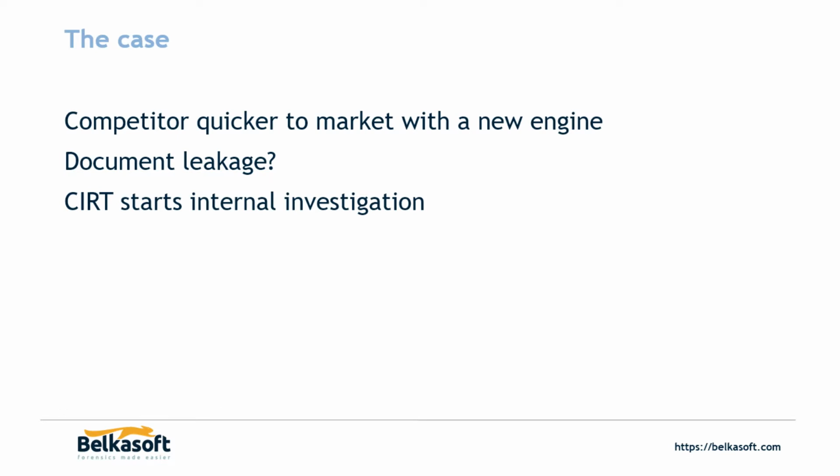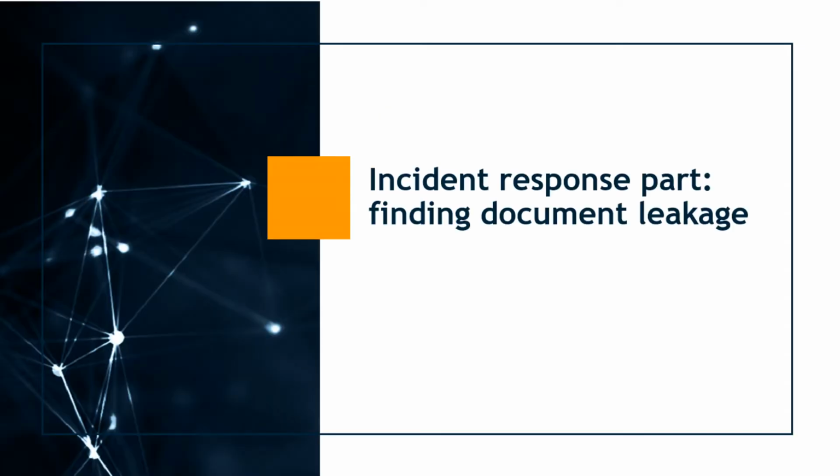The Information Security Department of Company A, which had a small cyber incident response team, started the internal investigation. First, they made a list of employees who might have had access to the corresponding documentation. Second, they started a partial investigation of the corresponding computers. Now you know why my presentation has this background, and we can continue with the incident investigation part.